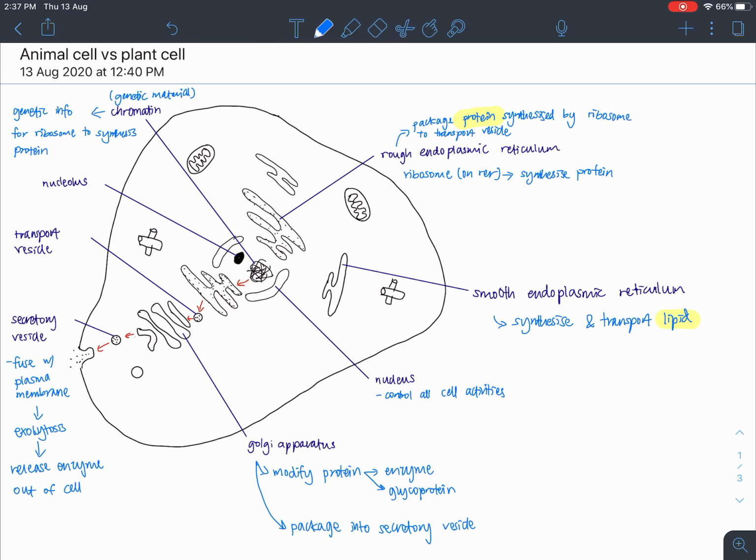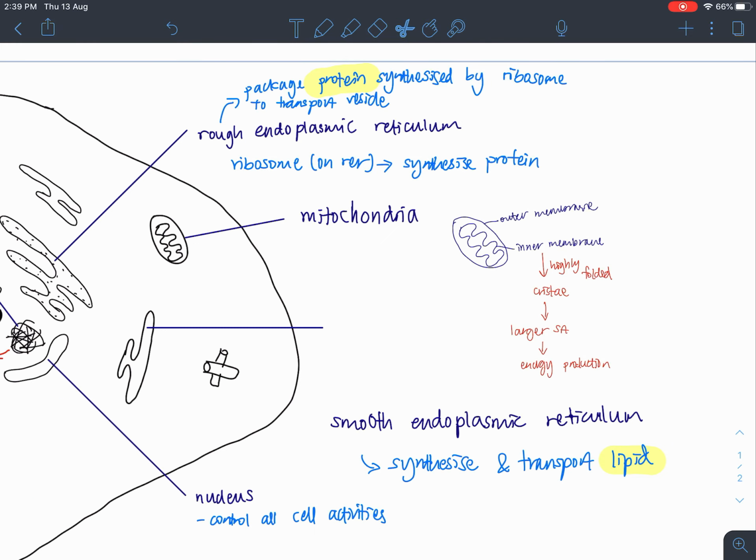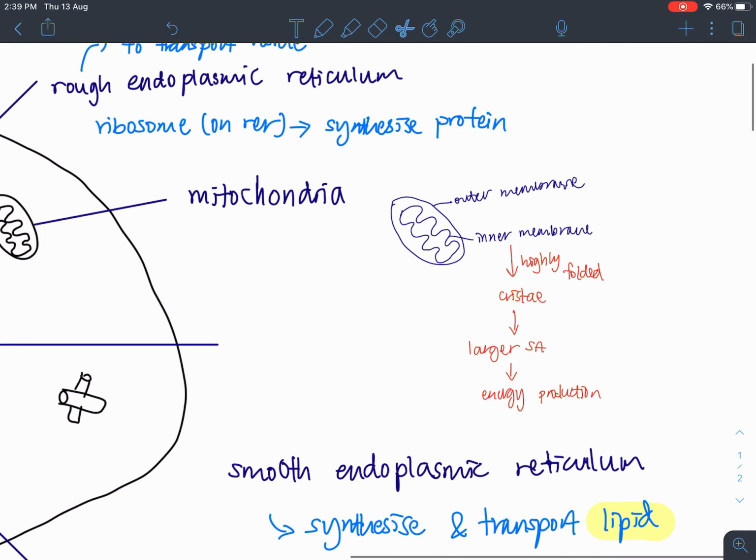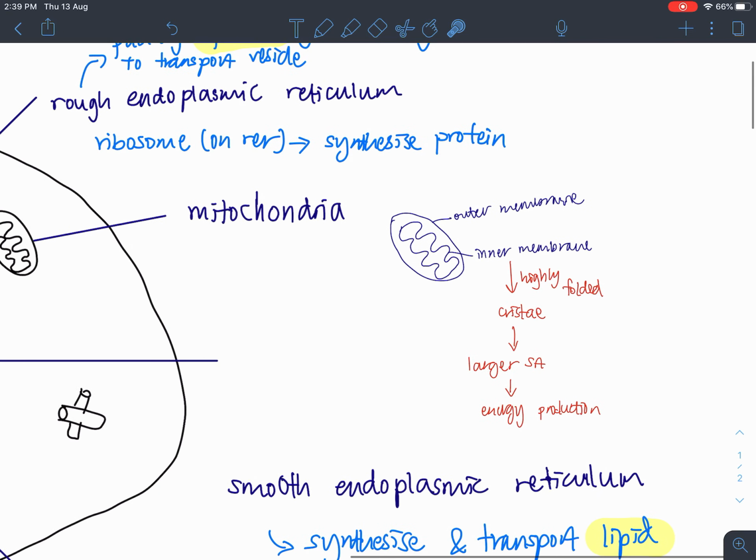Okay, next, as you can see from this picture here, which I drew bigger, the mitochondria actually has two membranes. Remember that this thing is called the inner membrane. This is a common mistake for most people when the question asks like this: name M. Most people say that M is cristae, which is wrong. M is the inner membrane, while the inner membrane is highly folded to form cristae.